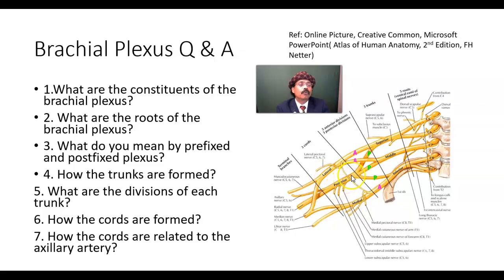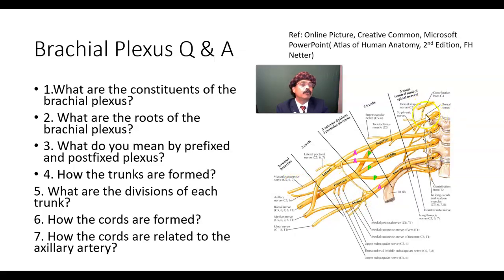The posterior cord is formed by the posterior division of superior trunk, posterior division of middle trunk, and posterior division of inferior trunk. That is the posterior cord. The medial cord is formed by the anterior division of the inferior trunk or lower trunk. Okay, we got the cords. Then we'll go to the branches from the cords.